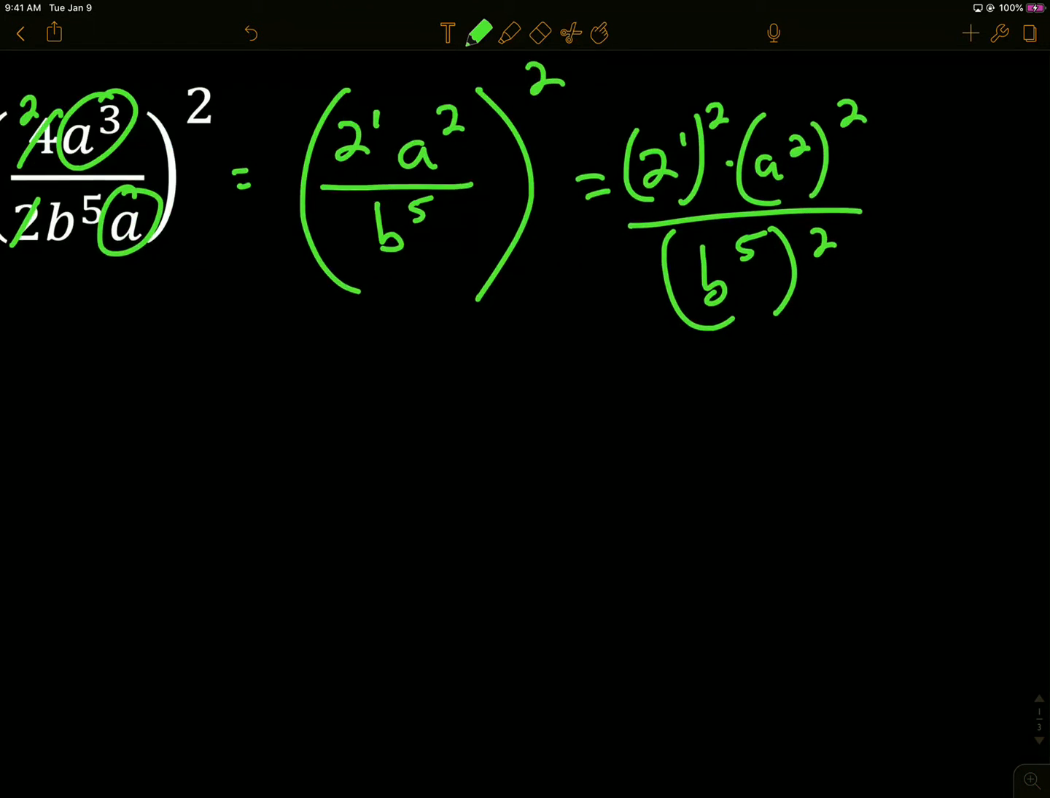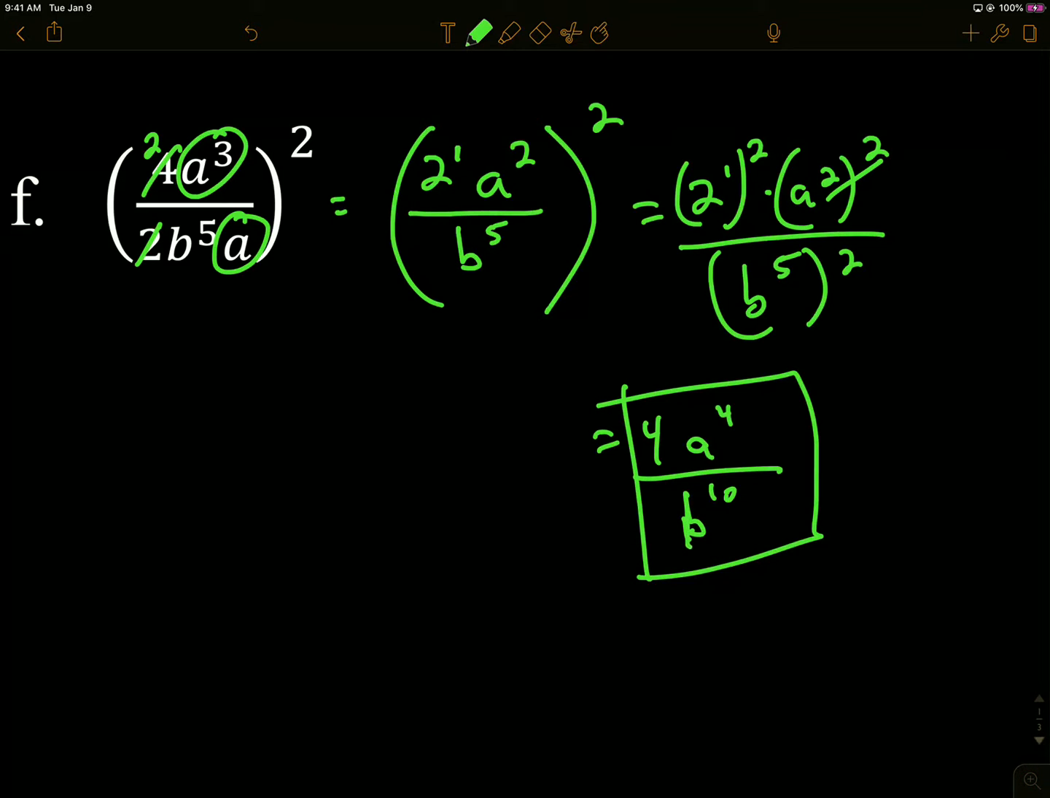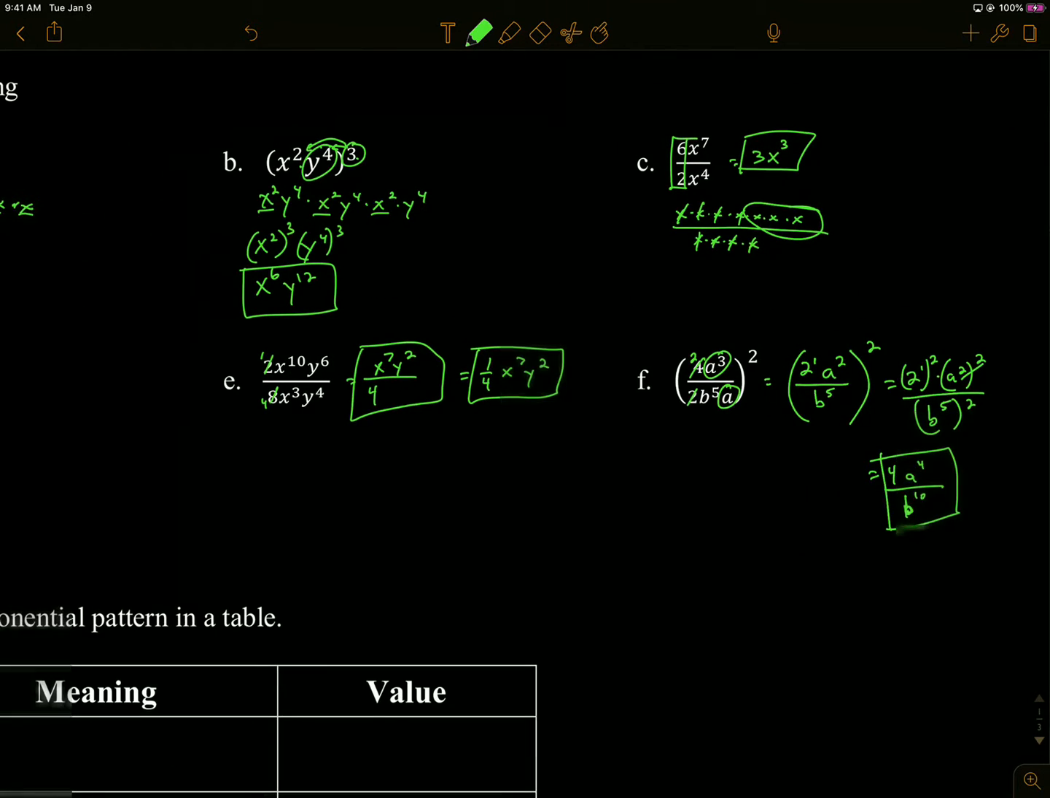squared. So now simplifying each part, 2 squared is 4. A squared squared is a to the 4th because I multiply. B to the 5th squared is b to the 10th because I multiply. So that's going to be 4a to the 4th times b to the 10th.